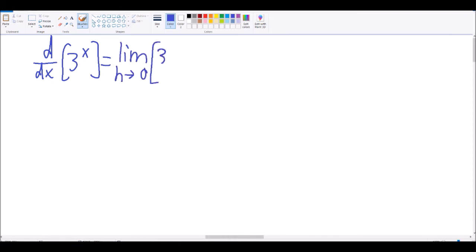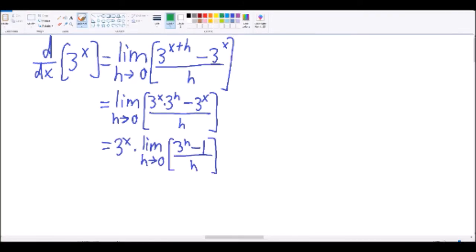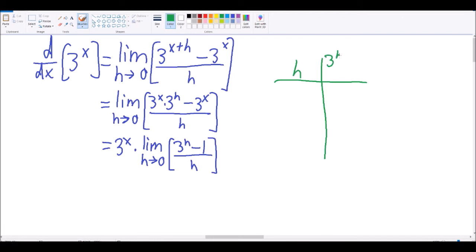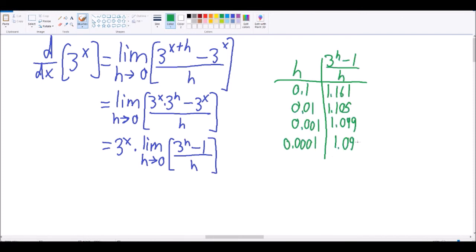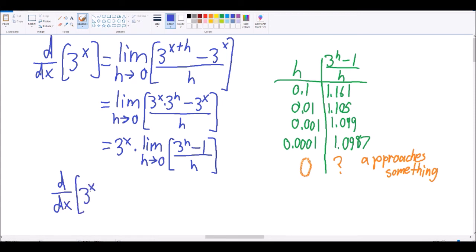It's the same algebra, so I'll super speed through it. And once again, we'll brute force this limit by letting h get really small. And this limit is also definitely approaching something. So the closest estimate for the derivative of 3 to the x is 1.099 times 3 to the x.